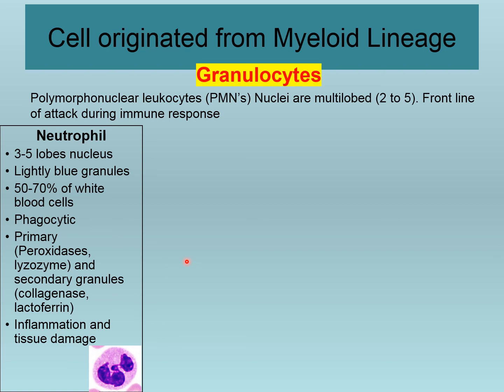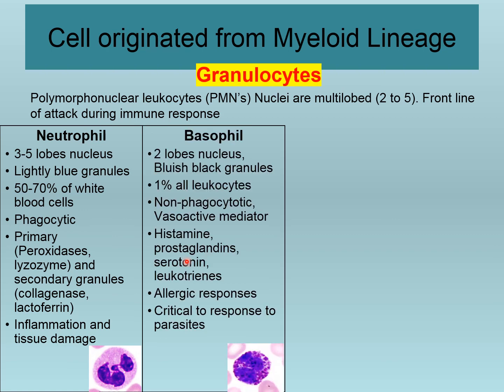The second type of granulocytes we are going to discuss are basophils. They are named basophils because the granules in the cytoplasm are stained with a basic dye, generally methylene blue. So these granules are generally blackish or bluish black in color. The nucleus is two-lobed, and they contribute about 1% or less than 1% of the total white blood cells or leukocytes of the blood.